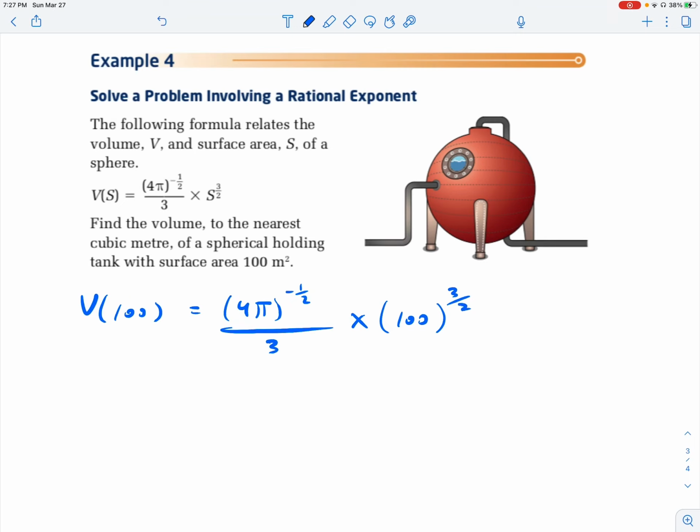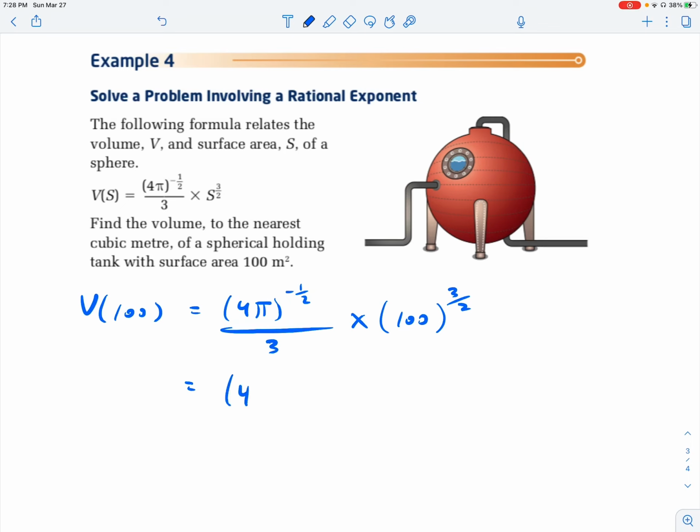So we're not going to get a nice, exact, simple answer because we have pi in here and we're going to have to evaluate this. That's why it's saying to the nearest cubic meter. So we'll round up or down to the nearest whole number depending on what we get. Okay, so we could probably just plug this right into our calculator because we're not going to be leaving this as exact. So there's not really any reason to do much with this.